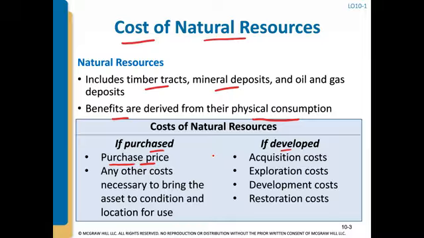So when we purchase a natural resource, think of a timber tract. If we just purchase land that grows trees so we can use it to make paper or whatever it is we use the wood for, it would be the purchase price and any other costs that we incur to bring the asset to condition for us to be able to use, or if we have to transport it somewhere, which obviously if it's a tree farm, we're not going to transport it anywhere. But it depends on what kind of natural resource asset a company acquires.